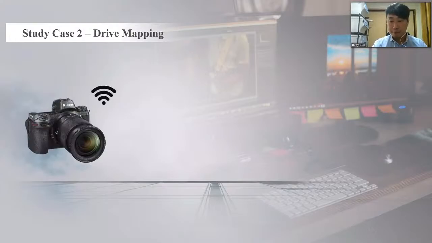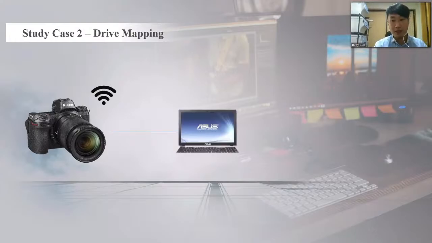Okay, so after all of those features, let us talk about the second study case. All right, here we have the Nikon Z6 picture over here. The Nikon Z6 comes with built-in Wi-Fi features. You can transfer your photos and videos to your PC or notebook directly. Okay, this is how it works.